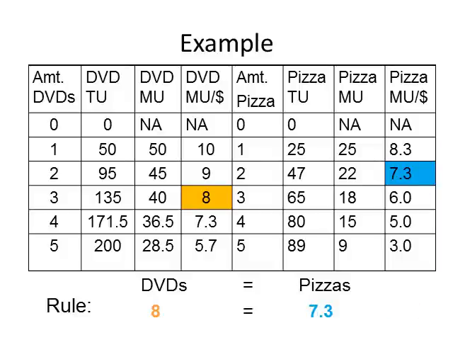Moving down one row of the pizza MU divided by dollar sign column, the DVD MU divided by dollar sign is 8, and the pizza MU divided by dollar sign is 7.3. Since 8 is not equal to 7.3, Colleen will choose not to consume at this point.